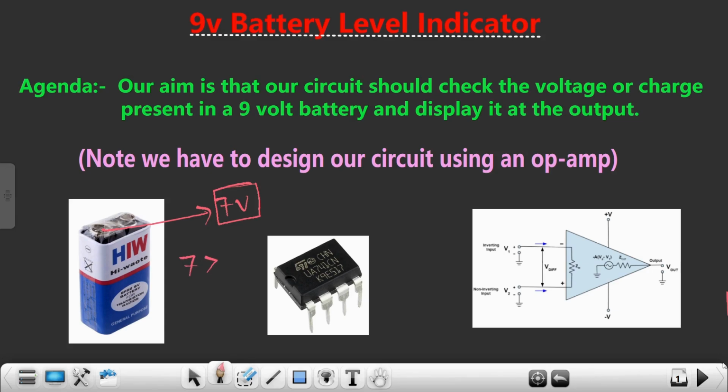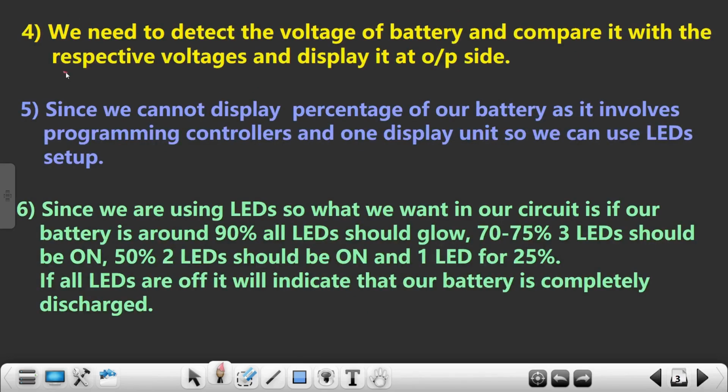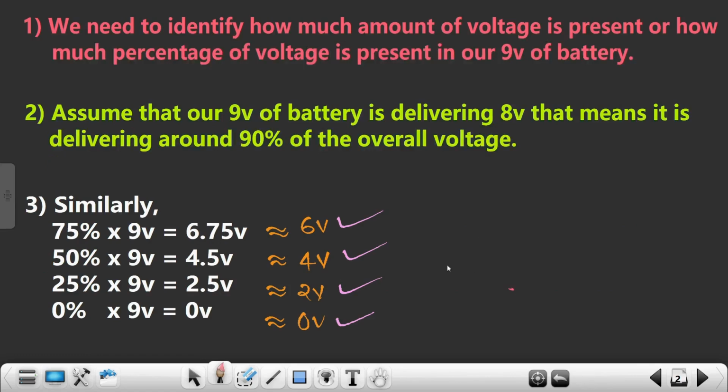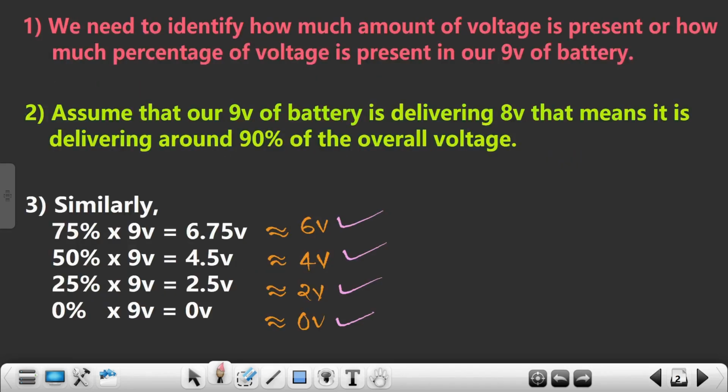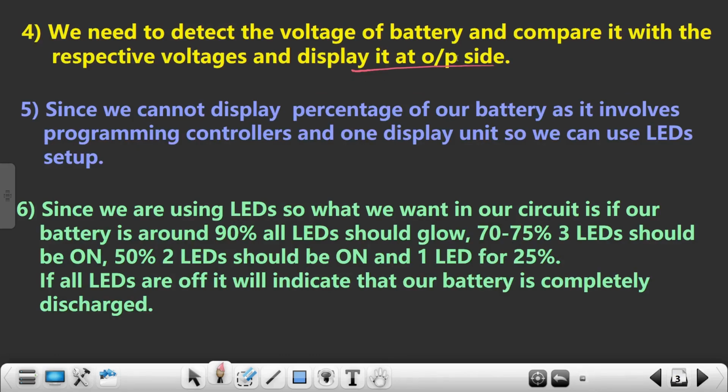Now what exactly is the reference, or respective, voltage? That means the voltage that we had calculated over here. We are detecting the voltage present in our battery, and that voltage should be compared with the reference voltages. That means we should compare it with 6 volts, or maybe 4, or maybe 2, and then display it at the output side. So this is the basic idea. I hope that you are able to understand this.